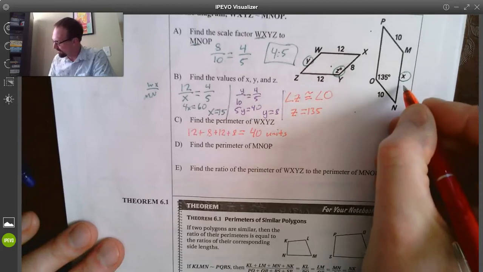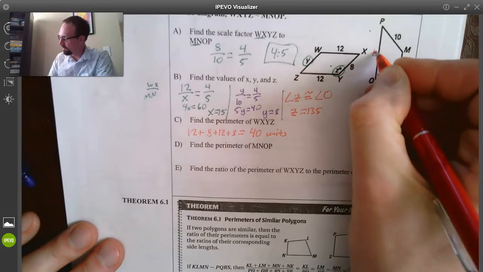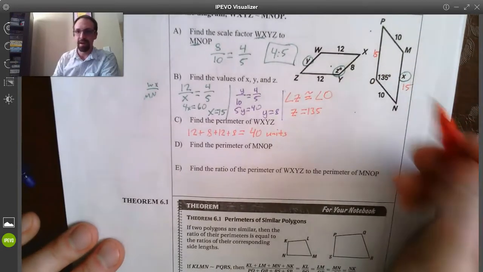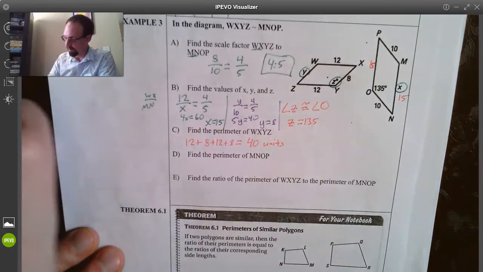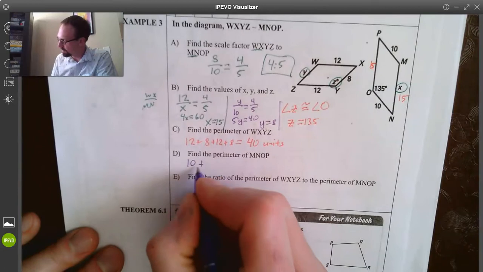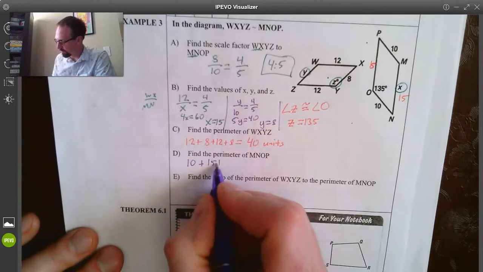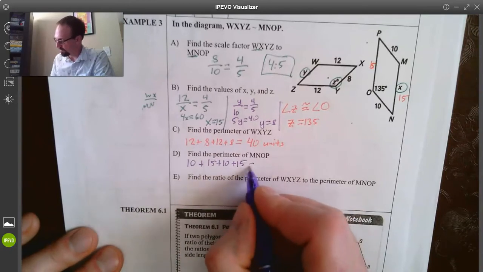But let's see, this is 15. So I know that this is 15, and then I know that this is also 15. Setting up my proportion, I can find that as well. So then when I find the perimeter of the larger one, that's 10 plus 15 plus 10 plus 15. So let's see, that's 30, 40, 50.